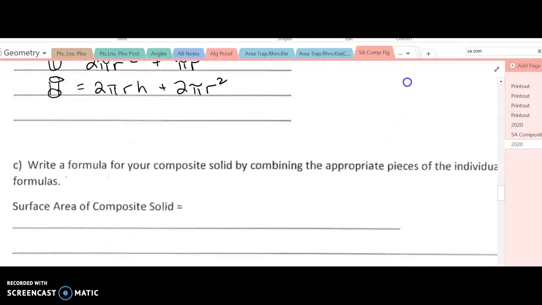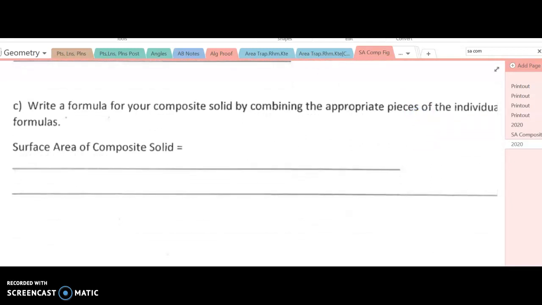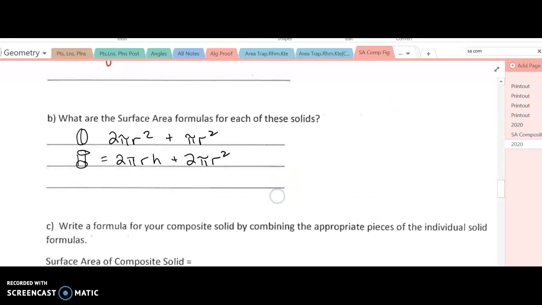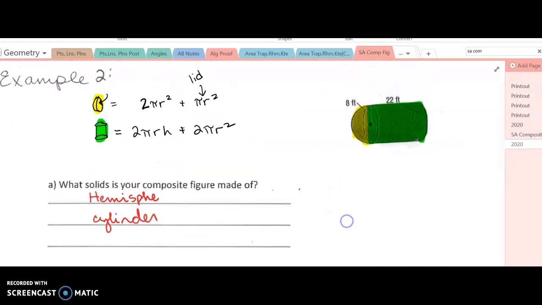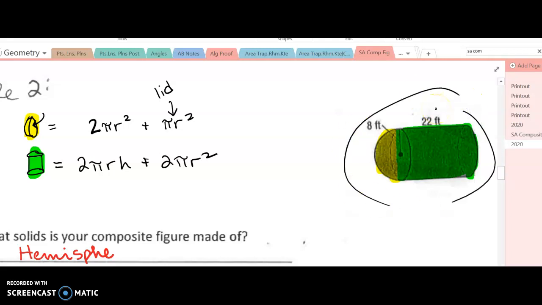Okay, and so I've written that down here on line B, what the two formulas are for the hemisphere and the cylinder. Our next question, C, write a formula for your composite solid by combining the appropriate pieces of the individual solid formulas. So basically we just take out the parts we don't need is what that means. We've got our two formulas. What parts do we not need? What parts are not touching air? Or if I were to glue the hemisphere to the cylinder and then dip this whole thing in paint, what would come out with paint on it and what would be on the inside of the shape and not come out with paint on it?